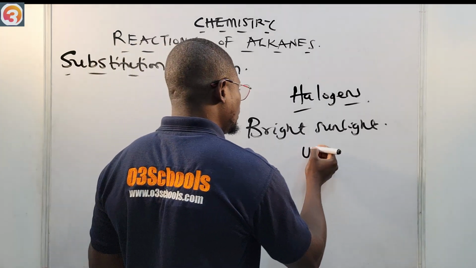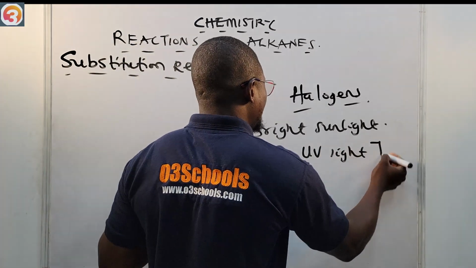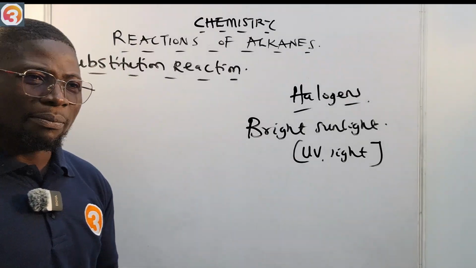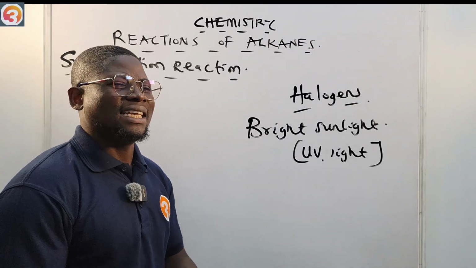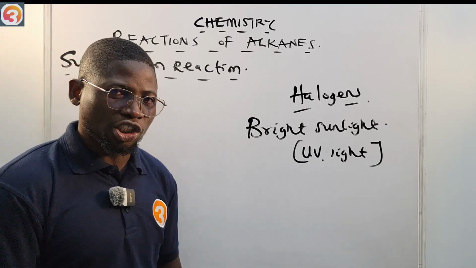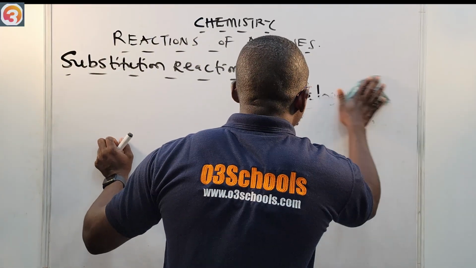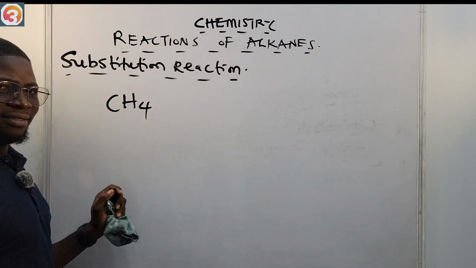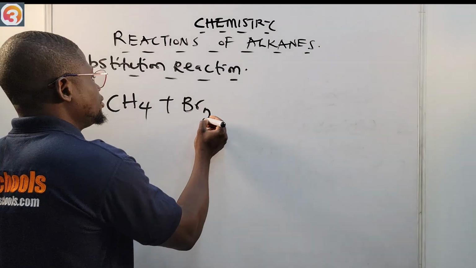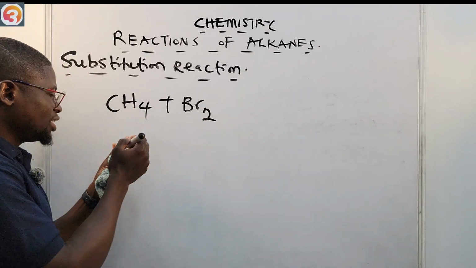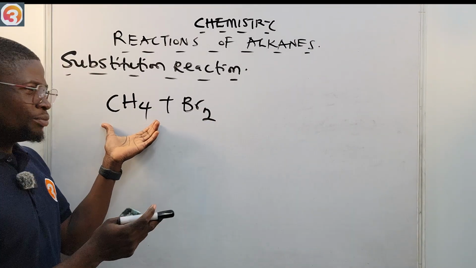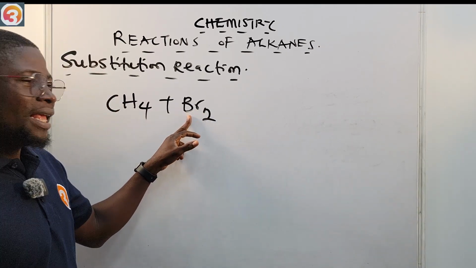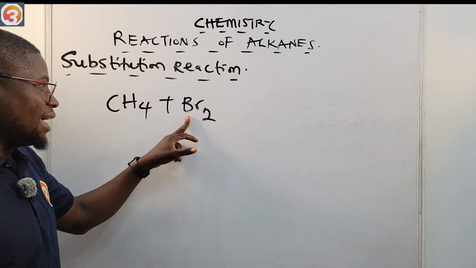For example, like UV light. So they can react with halogens under bright sunlight, like UV light. If this happens, substitution occurs, and there's swapping, there's an exchange. Let us see what happens. For example, if methane, CH4, reacts with a bromine molecule, Br2, what will happen is that one of the hydrogen atoms from the hydrocarbon will be replaced by one of the bromine atoms from the bromine molecule.